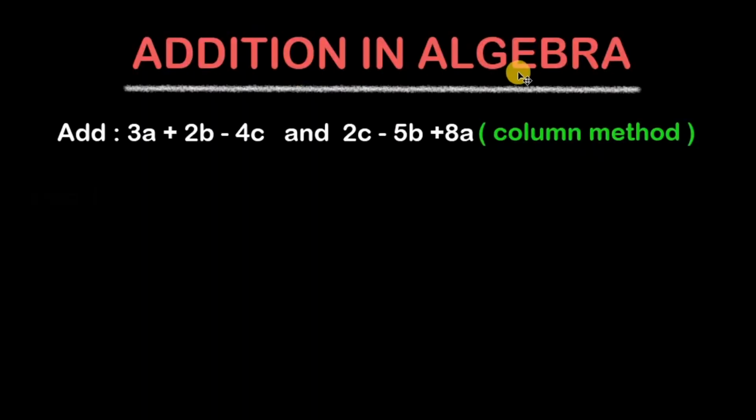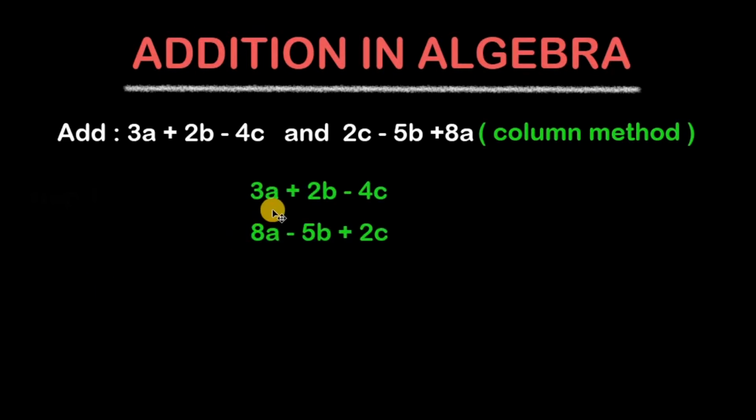Addition in algebra. Here we have a sum. Add 3a plus 2b minus 4c and 2c minus 5b plus 8a using column method. Here we have two steps to do this addition using column method. Let us see what's our first step.